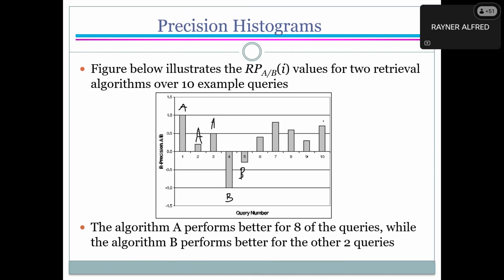Okay, so in most cases, algorithm A is better because they have higher precision. So we can say that in this case, algorithm A performs better for 8 of the queries, while algorithm B only works for 2. Okay, because the higher the precision, the better.